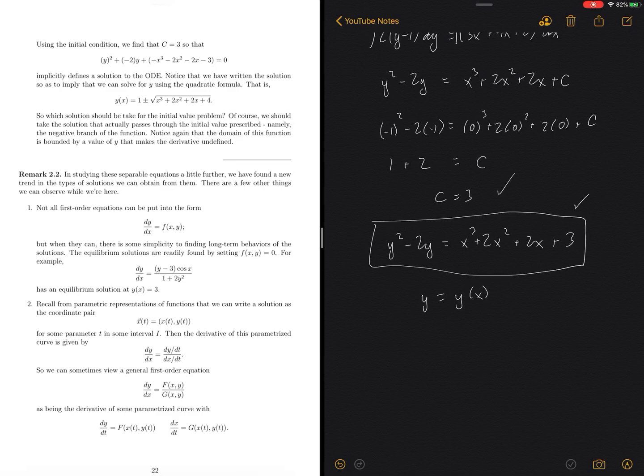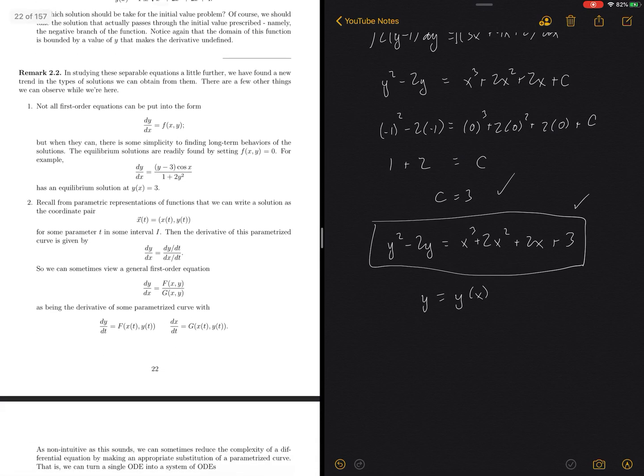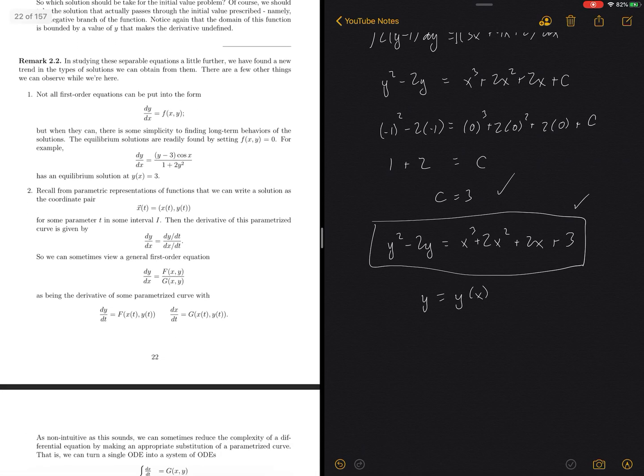So I'm looking at the remark here and looking at the first comment. We can see that if we set this derivative equal to 0, then the only way that we're going to get this to be 0 for all x is if the numerator goes away, and that only happens when y is equal to the constant 3 function for that particular example. But that tells you that you know exactly what your long-term behavior looks like. You know what your equilibrium solutions look like.